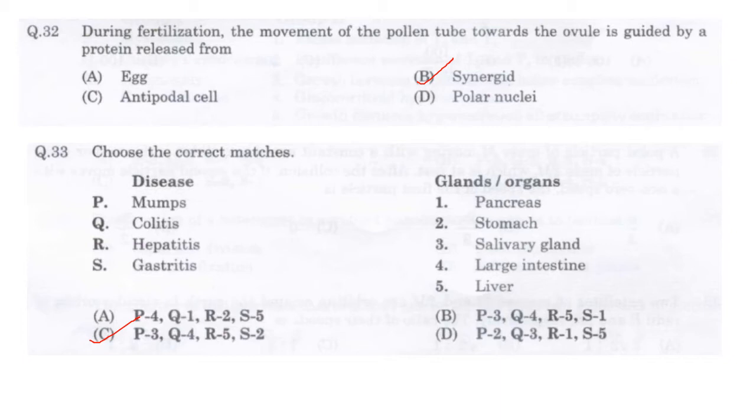Next one, 33. They have given some diseases and the organs which get affected by the disease. So first one is mumps. Mumps will affect salivary gland. So P3. So you can eliminate A and D. It is not P3 over there. We have to see for C and B.